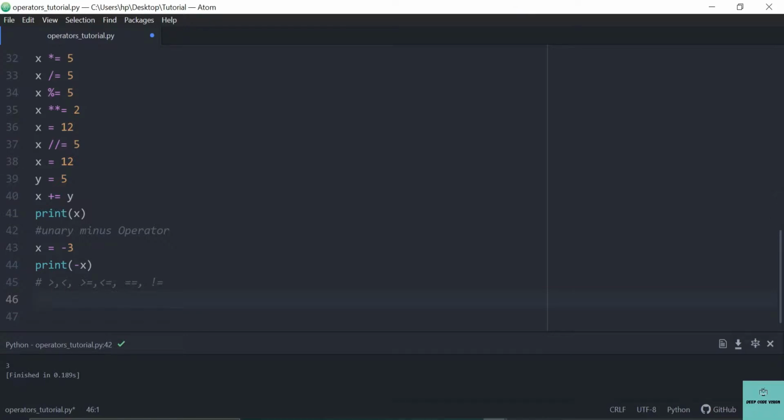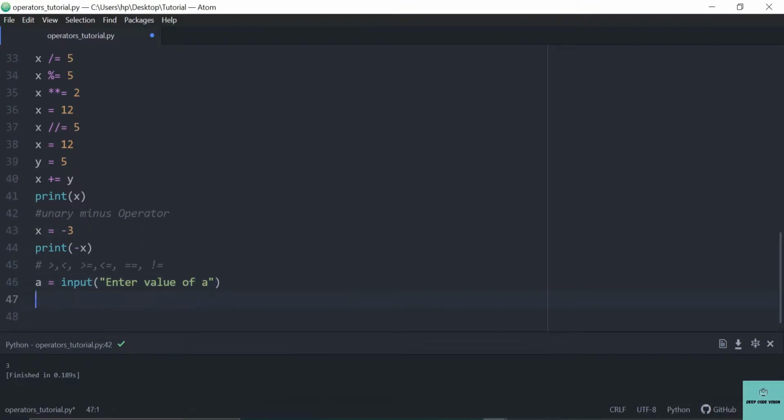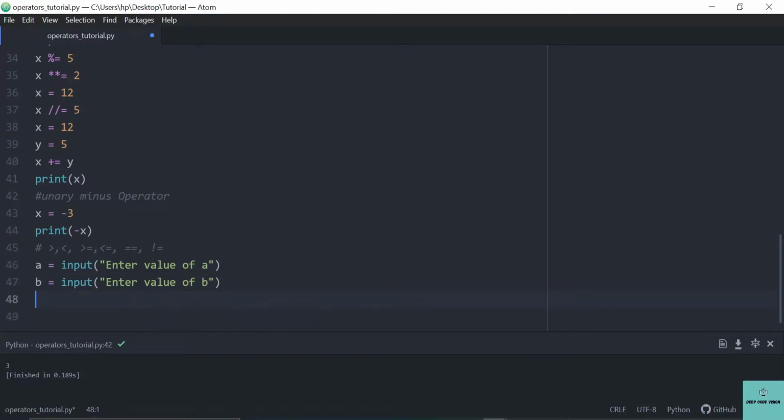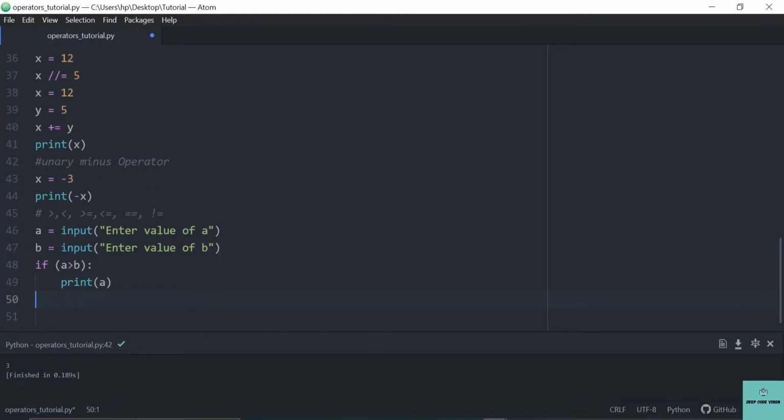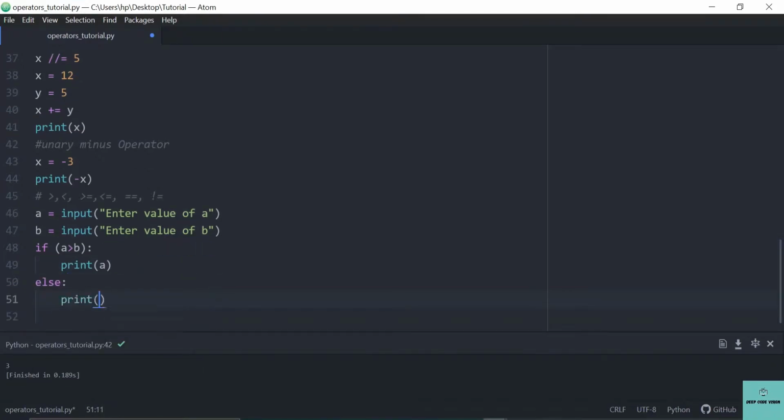Let's do some fun coding, or rather let's do some interactive coding which takes input from the console. For that I will talk about input and output statements later in a video. Let's take the value of a. And let's check whether a is greater than b, and print a, else print b, right?